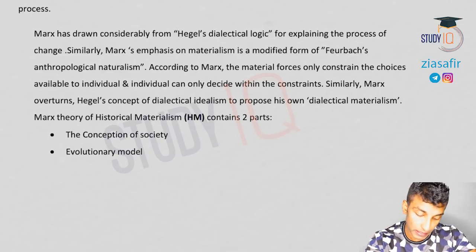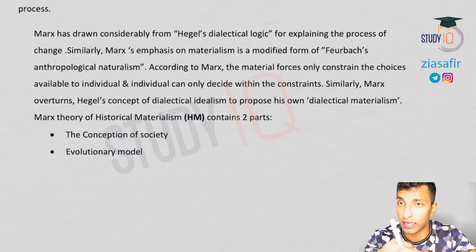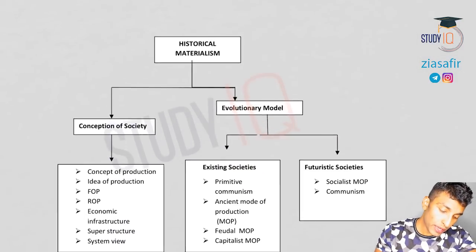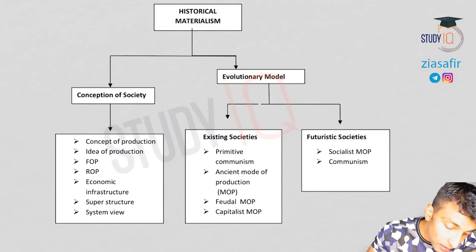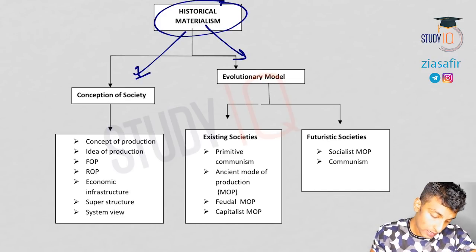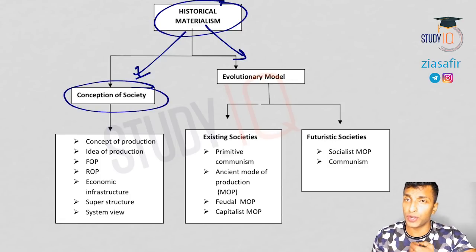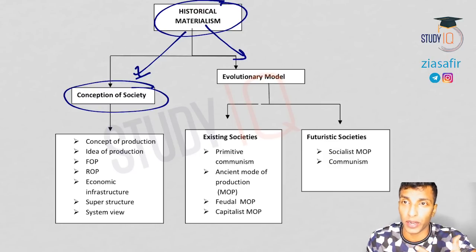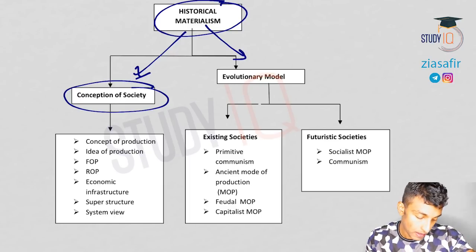Marx's theory of historical materialism contains two parts, as we have discussed already: his conception of society and his evolutionary model. So you can see here, historical materialism: conception of society and evolutionary model, right? So for the conception of society, what all things you need to write? You need to write in paragraph all these things. You know all these things. If you attended my lecture, there is no point in forgetting them. Even if you want to, you cannot forget Marx. All the thinkers, especially Marx, you will never forget Marx.